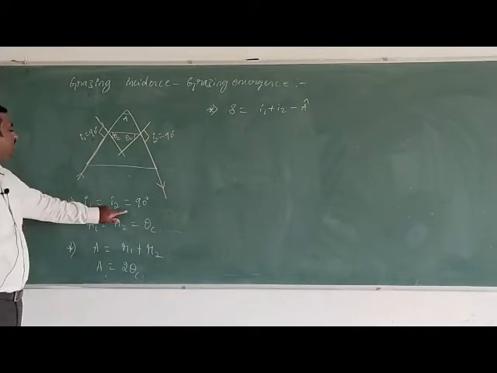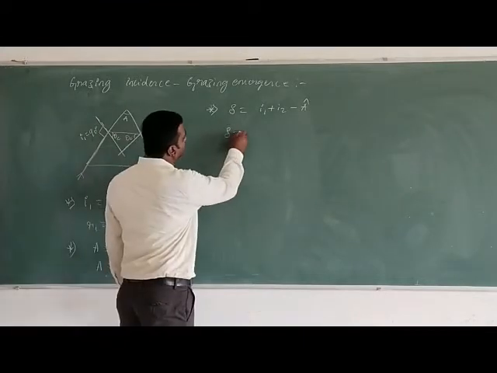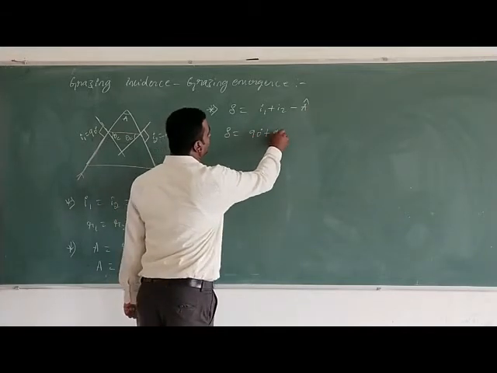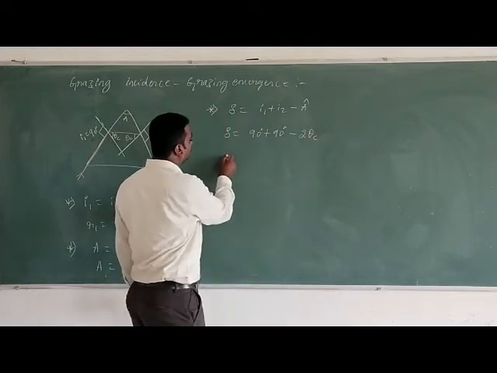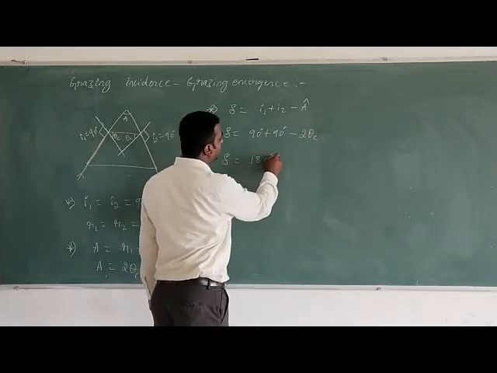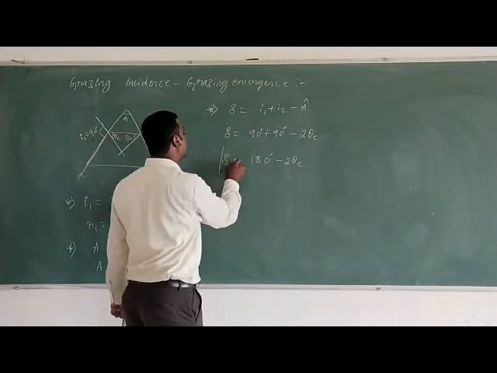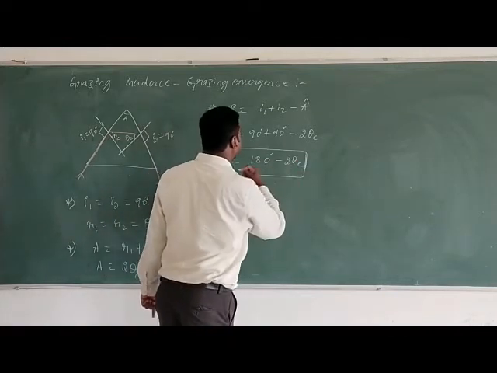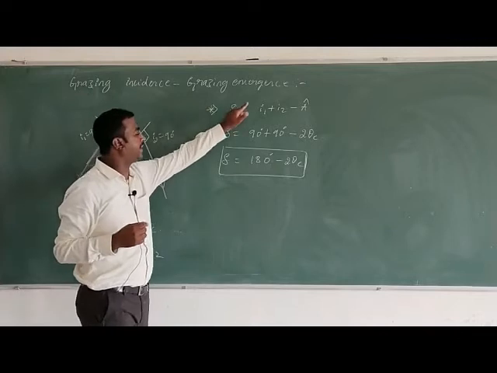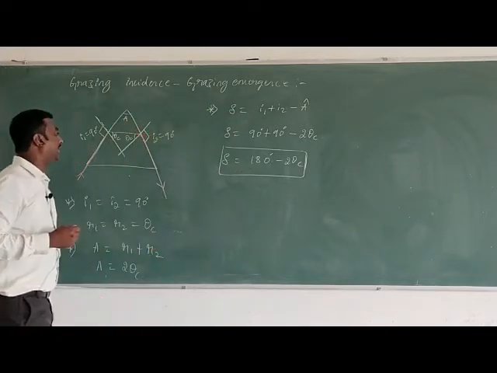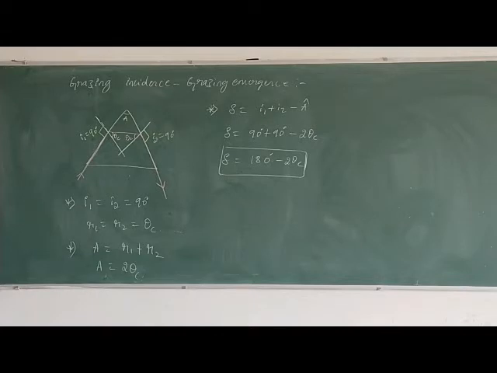Here, I1 and I2 values, how much? 90 degrees we have. So the deviation is 90 degrees plus 90 degrees minus A, where A is twice the critical angle. So the deviation is 180 degrees minus 2 theta c. This is the formula we have, and this is the deviation produced by the light ray for grazing incidence and grazing emergence. This is the second application for your competitive examination.